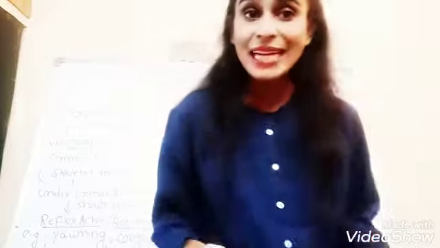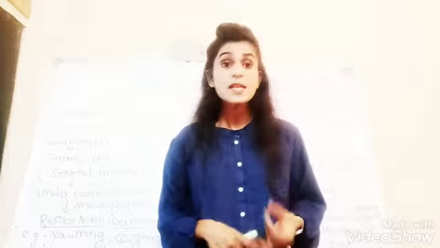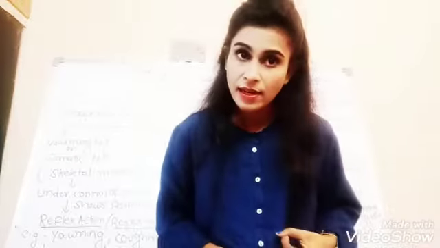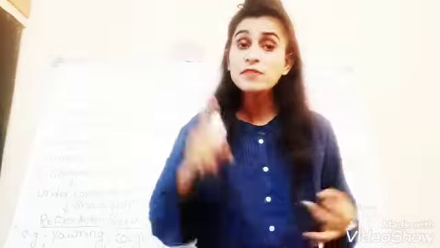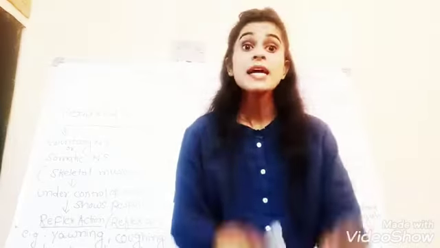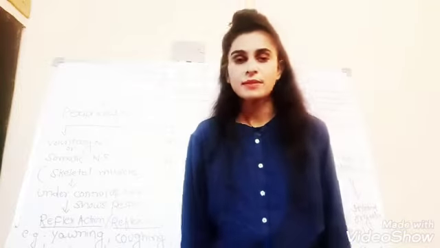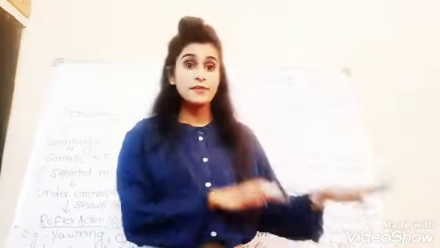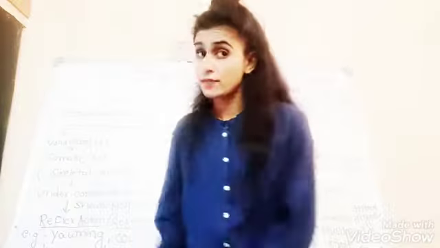Understood? There are exactly three types of nerves we are speaking about. They are cranial nerves, spinal nerves, and the third one is your visceral nerves. Cranial nerves arise from the brain. Yes, and how many pairs? 12 pairs of cranial nerves are present.